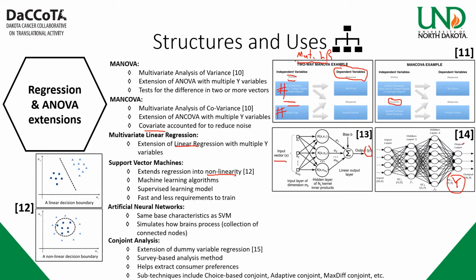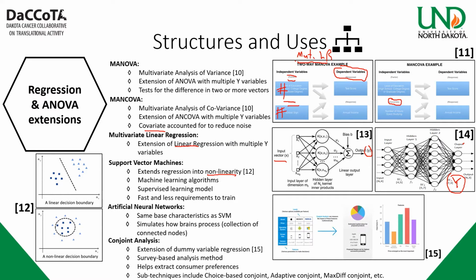And then finally, we have this thing called conjoint analysis. It's not used very much in, say, the hard sciences, but it's essentially an extension of dummy variable regression, and it's used a lot in survey-based analyses, and it helps extract consumer preferences. And there are a lot of different kinds. So for example, in this example on phones, it turns out that price was one of the most important factors in choosing a new phone.